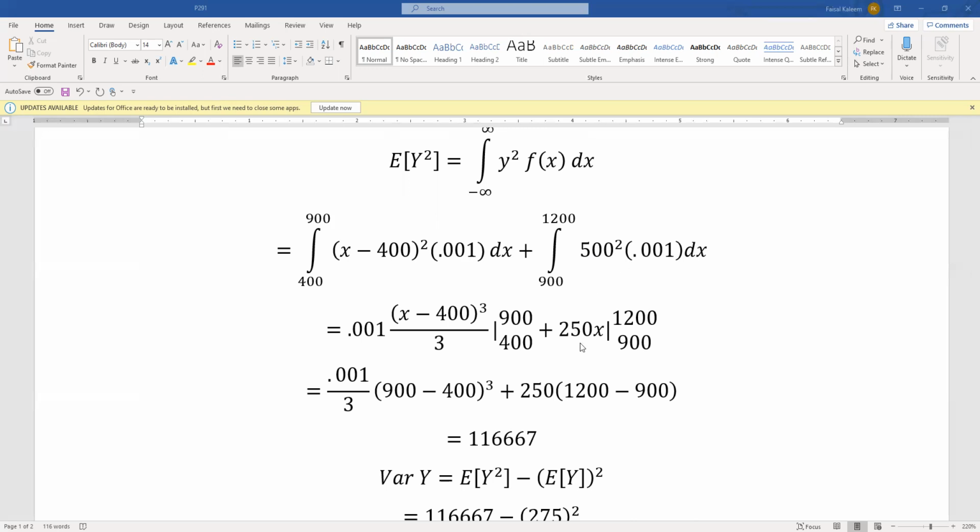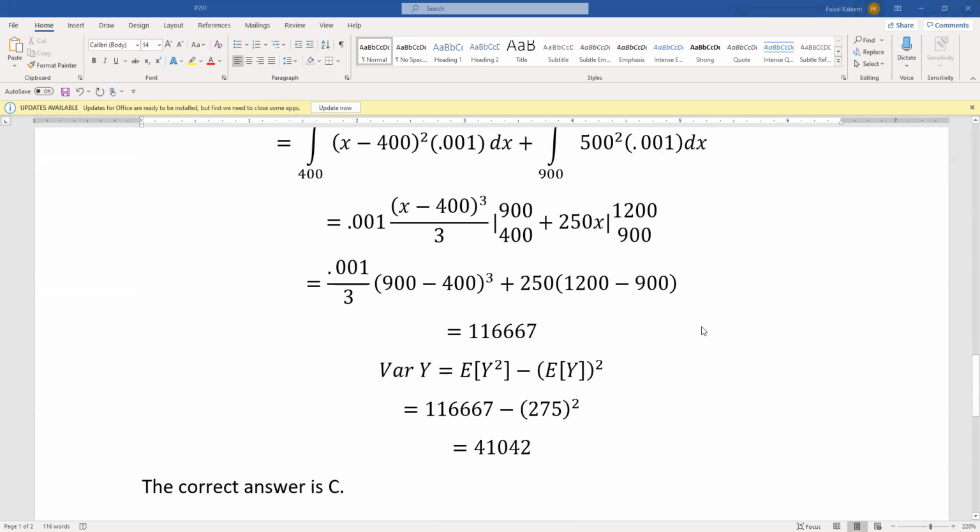So the integral would be 250x. Here you put in the upper limit, which is 900, and the lower limit is 0. And here it's just 250 times upper minus lower. All this simplifies to 116667. Now, when the numbers involved are of this magnitude, you don't have to worry about the decimal places, and you can very comfortably round it to an integer.